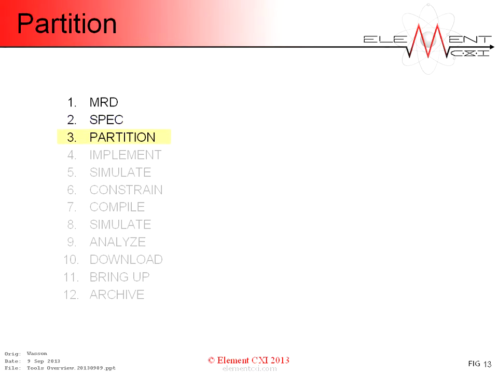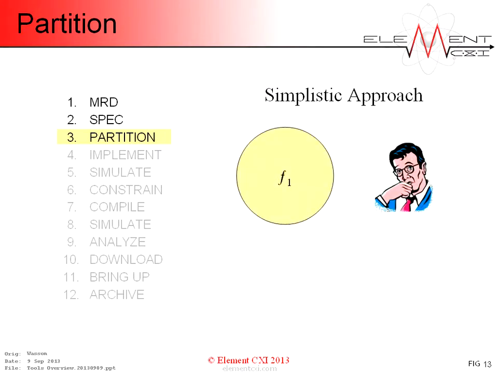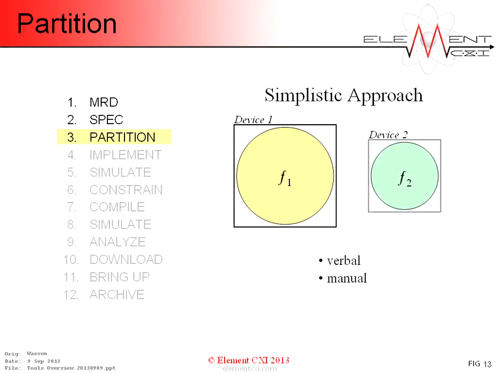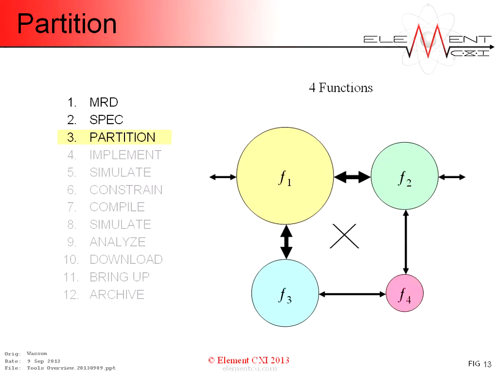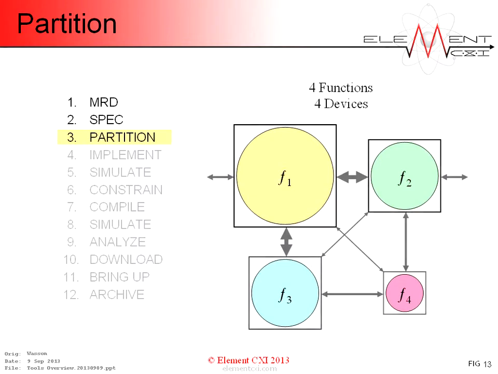After the spec, the first task is partitioning the application. In the old days, the simplistic approach often went something like this. Jane, you do the video compression engine. Bob, you do the DMA controller. Verbally and manually partitioning disparate functionality into separate devices. For example, given 4 functions of different size, interconnected horizontally, vertically, and diagonally, it's easiest to partition the lot by allocating them each to their own device.